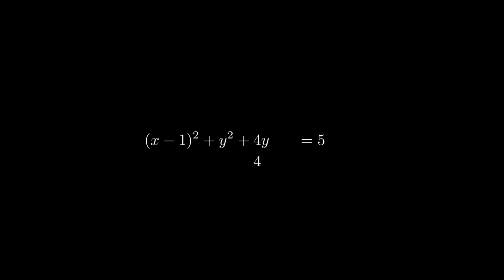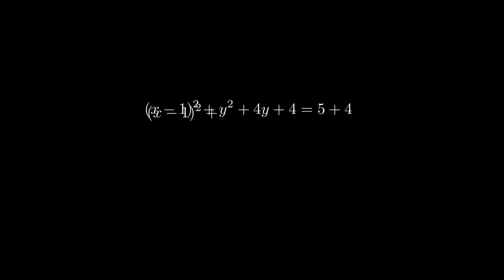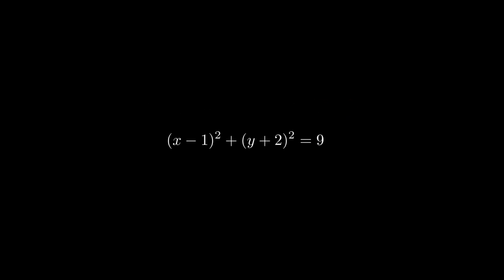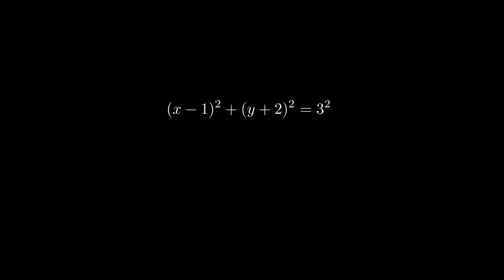Secondly, divide the coefficient of y by 2, then square it. We get 4. Add 4 to both sides of the equation. Y squared plus 4y plus 4 becomes y plus 2, the whole squared. And 5 plus 4 equals 9. 9 is equal to 3 squared. So, the center's coordinates are 1, -2, and the radius is 3.